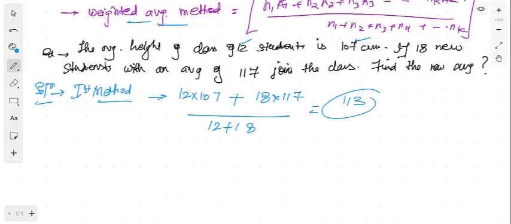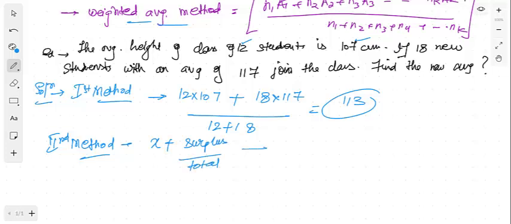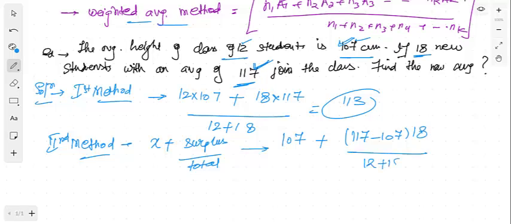Now the second method which we have discussed, the surplus method, is equal to x plus surplus divided by total. Here x is initially how many students there are: 12 students, and their height is 107. So 107 plus how much surplus this is: 117 is the surplus over 107, so you write 117 minus 107, this much surplus, for how many students, 18 students, into 18, divided by the total, which is 12 plus 18. This will also give you the answer 113.